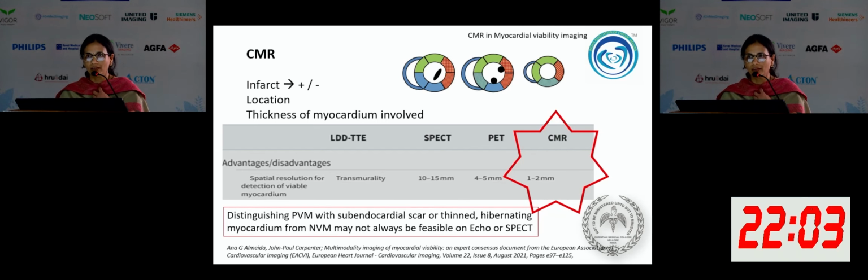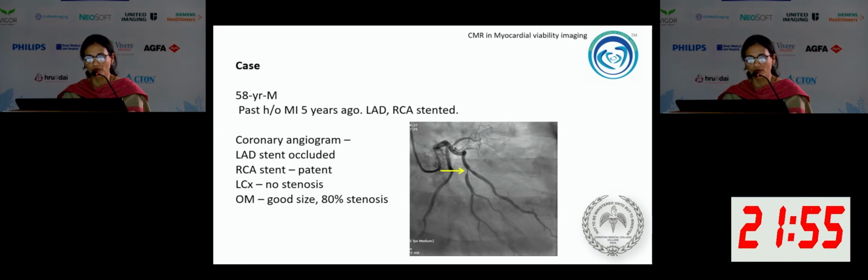So that is the main strength. In nuclear medicine, we can't really fully assess the partially viable myocardium, which can be better done on MR. Let me just show an example of how it can help us to guide treatment. So this was a patient who had LAD and RCA already stented, and at present his LAD stent was occluded, and there was only this small focal stenosis in the OM.